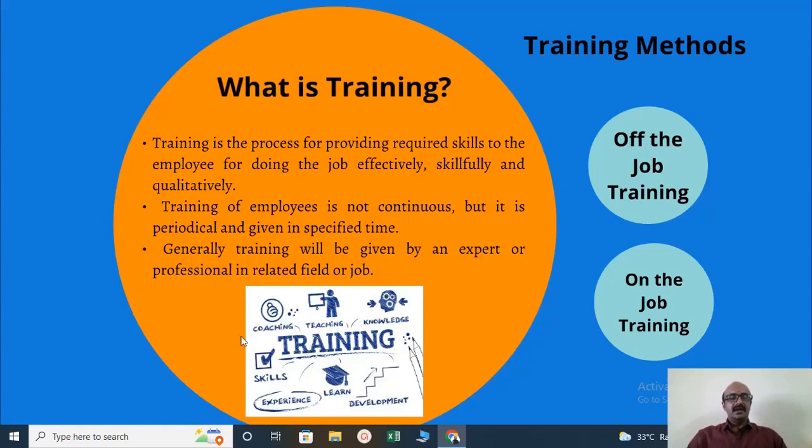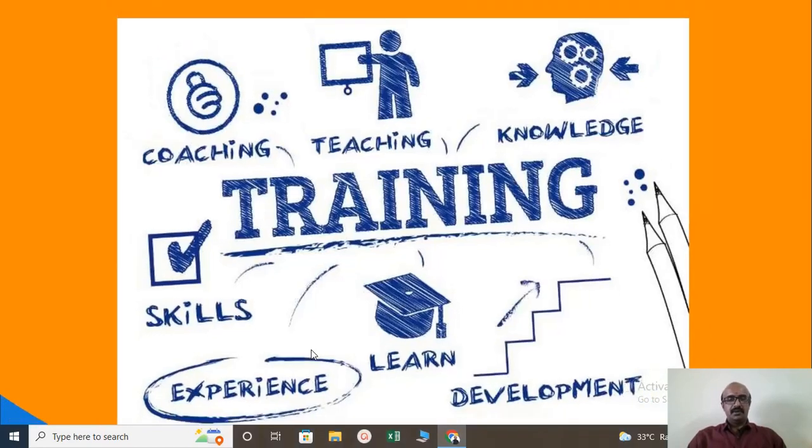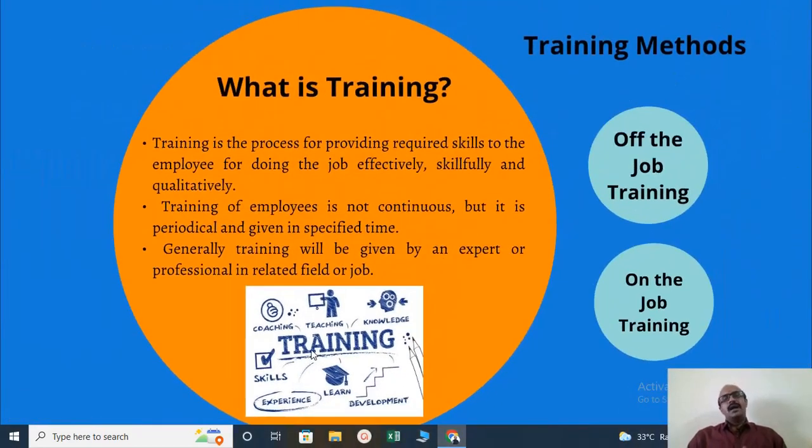Okay, here there is an image. You can see that training is all about coaching, teaching, knowledge, skill, exercise, learn, develop. Okay, now in the training, what are the training methods there? There are two different types of methods. One is on the job training, the other is off the job training. Now let's see what is on the job training.